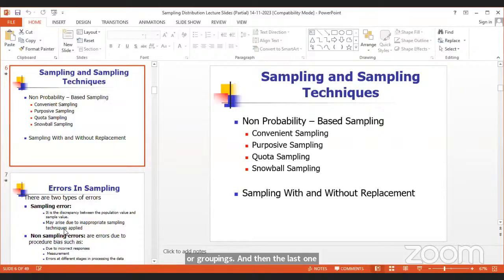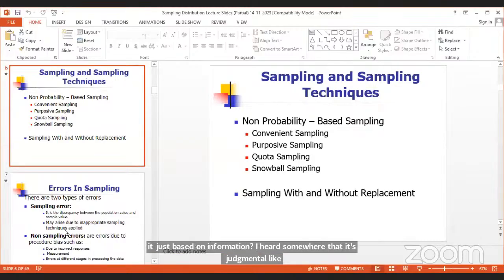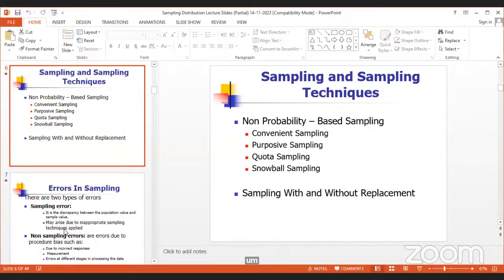Excuse me, sir. Is purposive sampling just based on information? I heard somewhere that another name for it is judgmental. Yes, but how will you select? You select because you have access. Forget about the different names for it. You select because you have access to the group. Okay, sir.